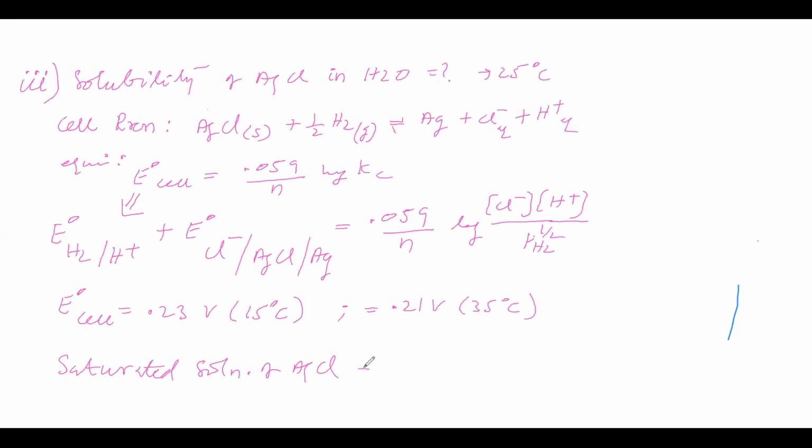Why take a saturated solution of AgCl? Because we want to find the solubility of AgCl, so we have to take a saturated solution, for which the equation is AgCl solid is in equilibrium with Ag plus aqueous plus Cl minus aqueous.